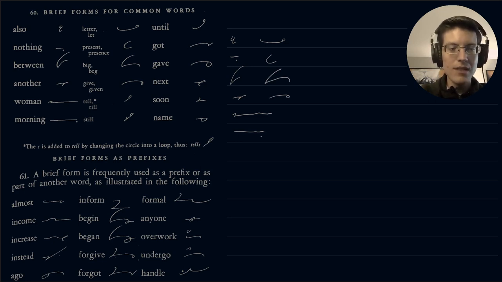tell or till, and they say the S is added to tell by changing the circle into a loop, thus tells. Okay, so till, tell, still, until, got, gave, next, soon, name.